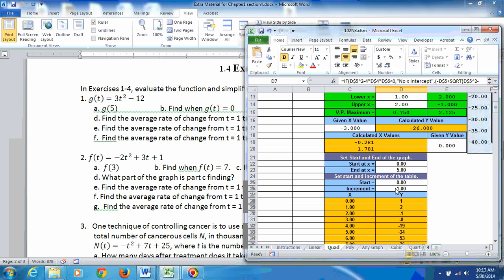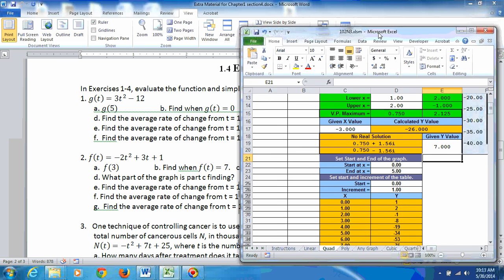Here's the table. Starting at 0, incrementing to 1, it's negative 8. That's what the function is. I didn't want to type it here because I already have a formula in right there. Find when f of t equals 7. So this f of t means the y value. When is the y value 7? So just put a 7 in here. And never. It's never 7.